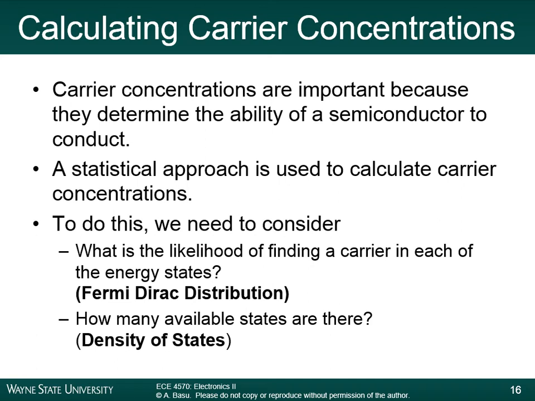In semiconductors, we use a statistical approach to calculate carrier concentrations. To do this, we have to consider the likelihood of finding a carrier in each one of the energy states. This is something called the Fermi-Dirac distribution. And then we have to consider how many available states there are.